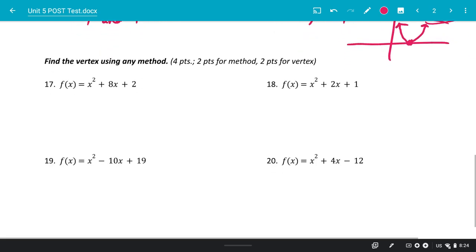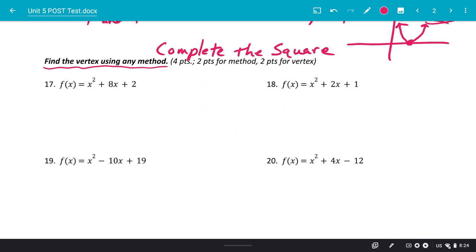Next, number 17, it says find the vertex using any method. I don't care what method you use, but what one did we do to find the vertex or get them in vertex form really easy? I would say that you would complete the square. Now, you could also do the x equals negative b over 2a if you wanted, and I don't care which way, but I'm going to complete the square just because, man, you guys did so good at it.